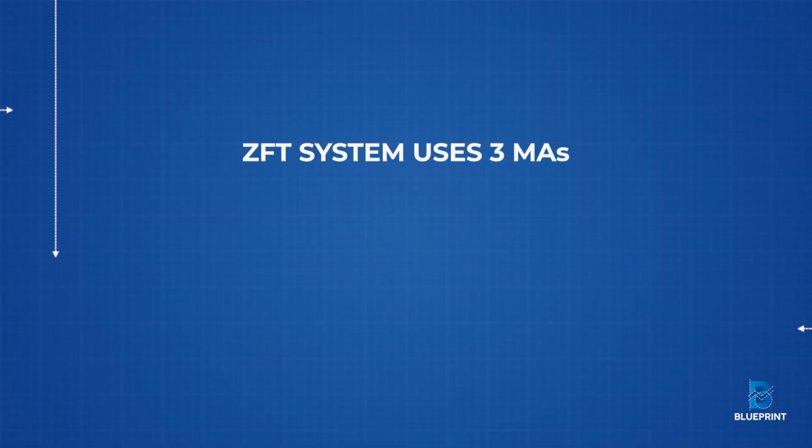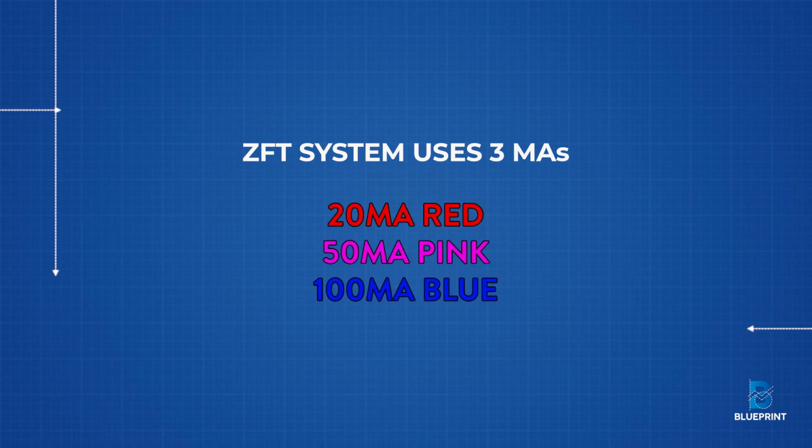Let's go. In the ZFT system, again, we use three moving averages, simple moving average, the 20-day moving average, the 50-day moving average, and the 100-day moving average. So, in our tribe, no, we color code this para pag nag-share tayo ng charts, simple lang and same language all throughout. So, 20-day is the red one, 50-day is the pink one, and 100-day is the blue one.